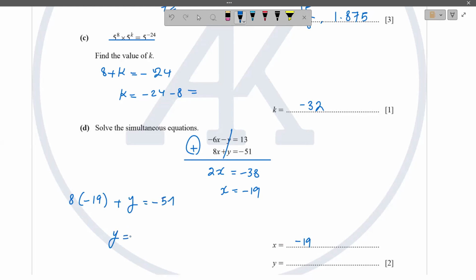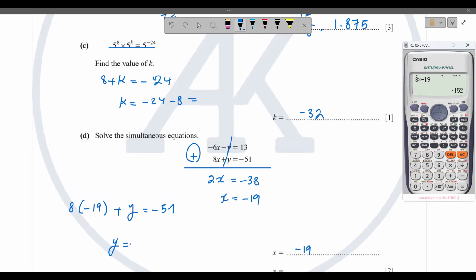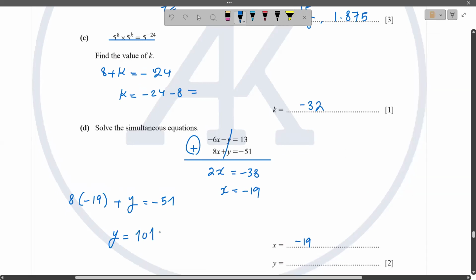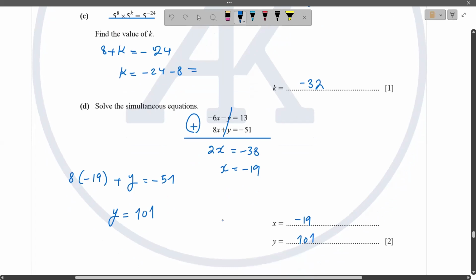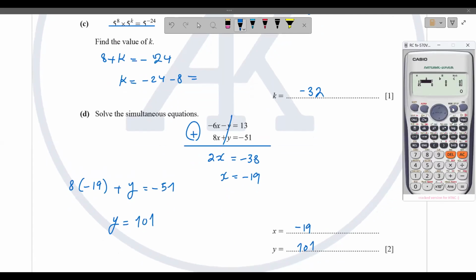So y equals negative 51 minus 8 multiplying negative 19, the answer is 101. Large numbers, yes, but we can check if it's correct. Using mode 5, 1, with negative 6, negative 1, 13, 8, 1, negative 51, we get negative 19 and 101, so the answer is correct.